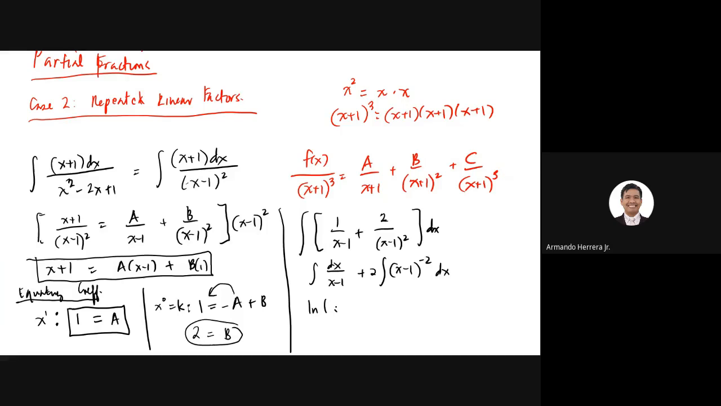So this is ln of x minus 1 plus 2 times x minus 1 raised to negative 1 over negative 1 plus c. So therefore, we have ln of x minus 1 minus 2 over x minus 1 plus c. So that will be the answer for that particular example.